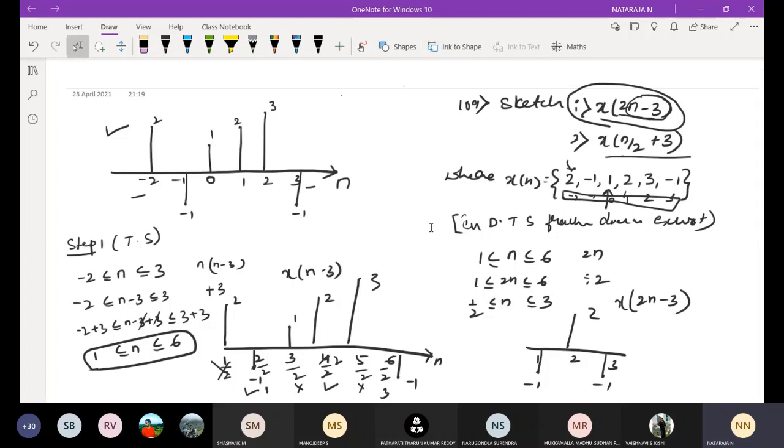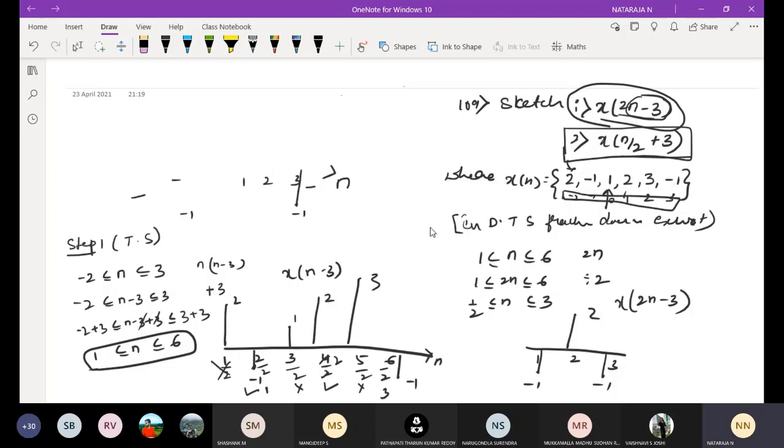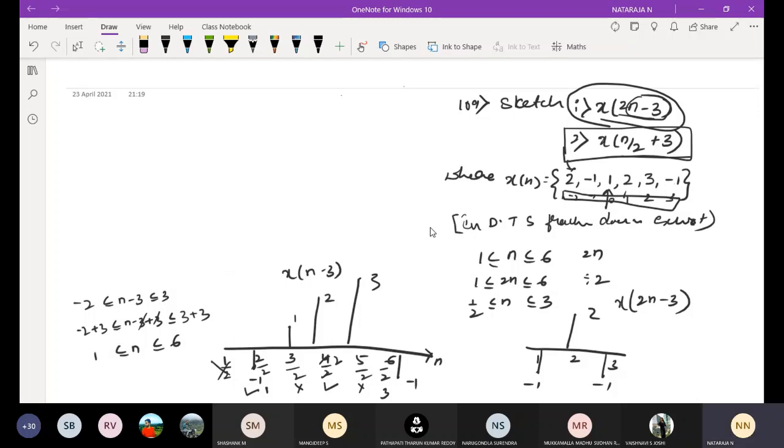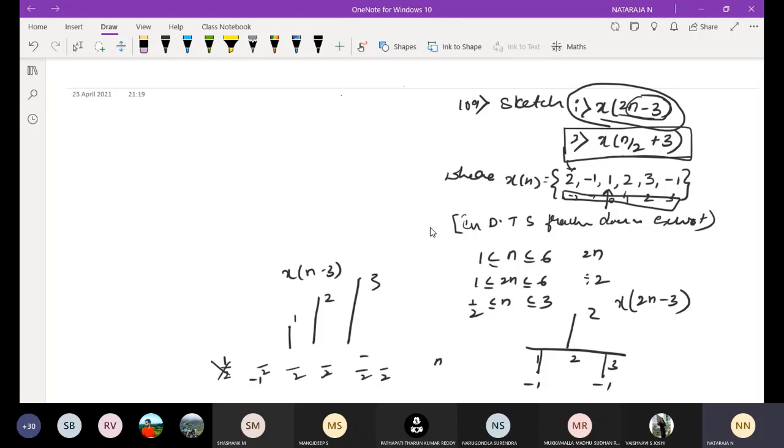Okay, you can try this second problem in the assignment book. Okay, shall we move to the next problem? Yes, sir. Take the next problem.